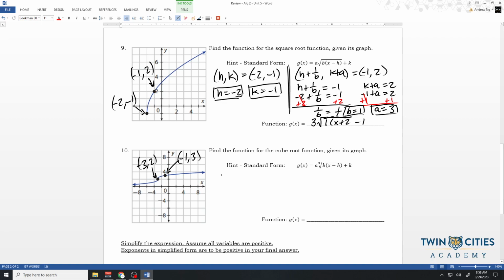All right, my point of symmetry or point of reflection is still hk. So hk, this point is actually at negative 3, 2. This will tell me h is equal to negative 3 and k is equal to 2. Now I can go to my second point, which is still going to be h plus 1 over b, and then k plus a. This second point is at negative 1, 3.